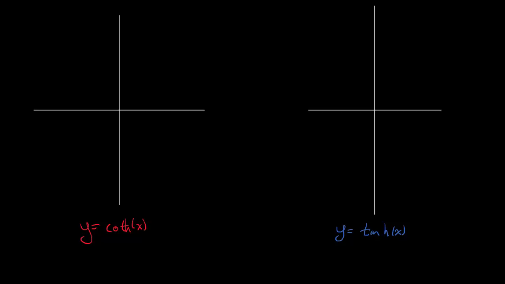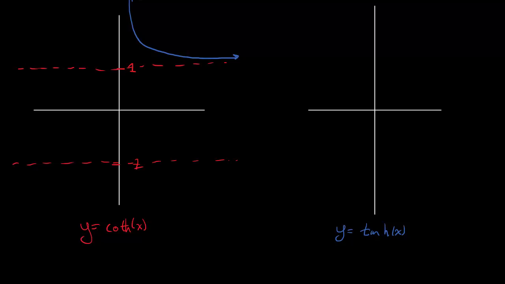Cotangent of x is going to have some asymptotes as well. So up here at 1 and negative 1, we're going to have some horizontal asymptotes. So hyperbolic cotangent will look something like this. So it's asymptotic here, and then it will also be asymptotic down here. And there is a vertical asymptote that exists along the y-axis, which is x equals 0.